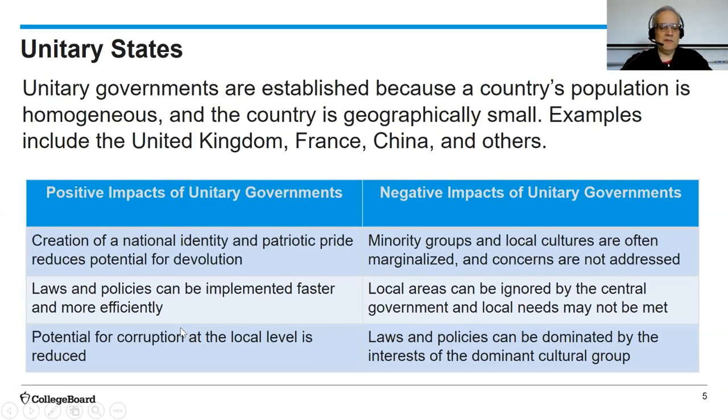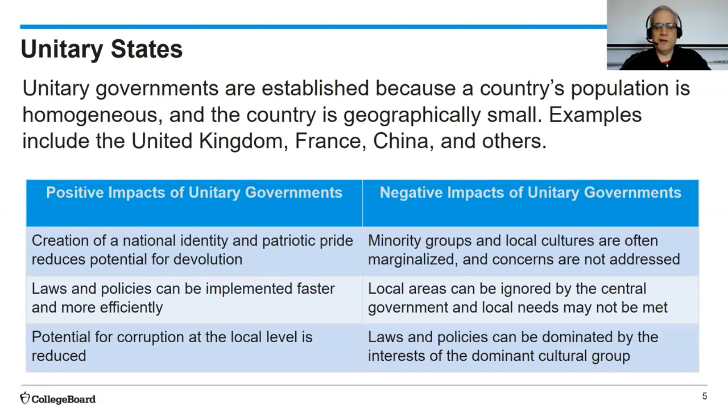Laws and policies of a unitary government can be implemented faster and more efficiently because there are fewer groups in between. And the potential for corruption at a local level is reduced greatly because the policies are established at the national level.